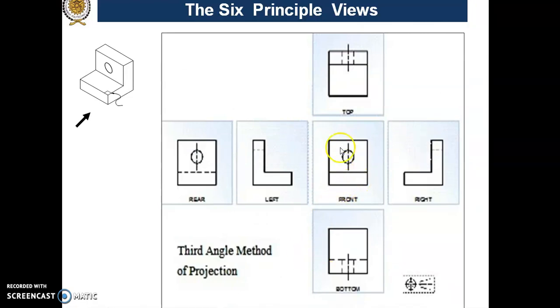This is your 6 views by third angle method of projection. Front view over here, exactly above it there is the top view. Below the front view there is the bottom view. On the right hand of the front view there is the right hand side view, and on the left side of the front view there is the left hand side view, and at the left of your left hand side view there is a rear view.